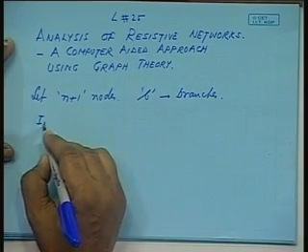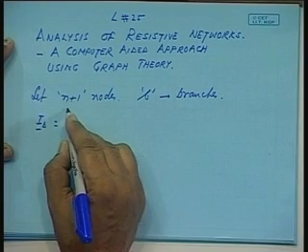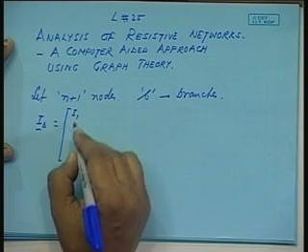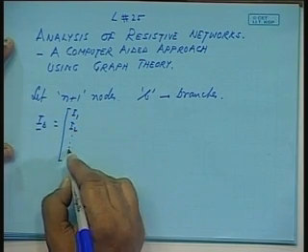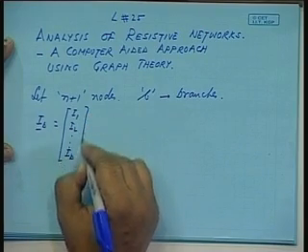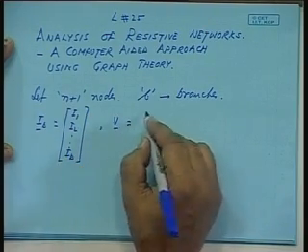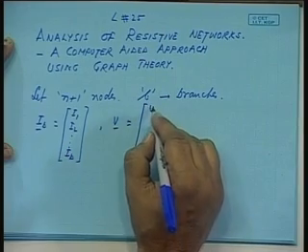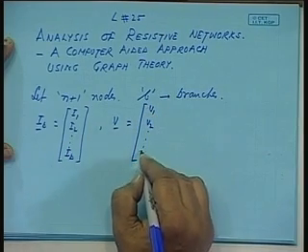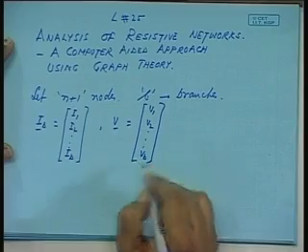Then I can write the branch current vector as I1, I2 and so on, IB. Similarly, the voltage vector for different branch elements will be like this.